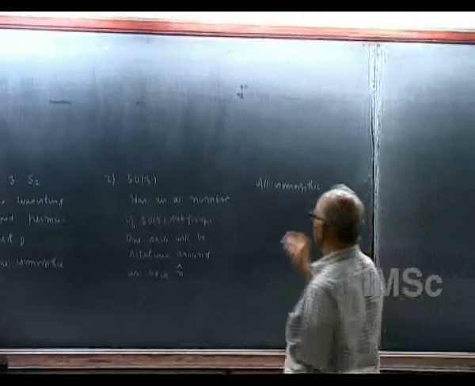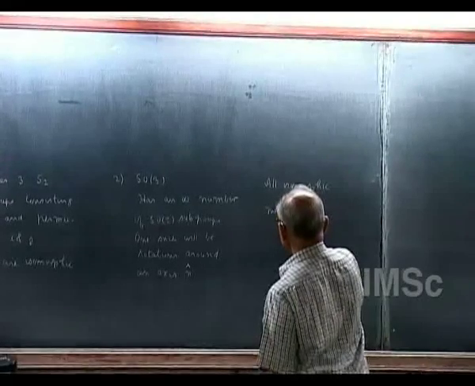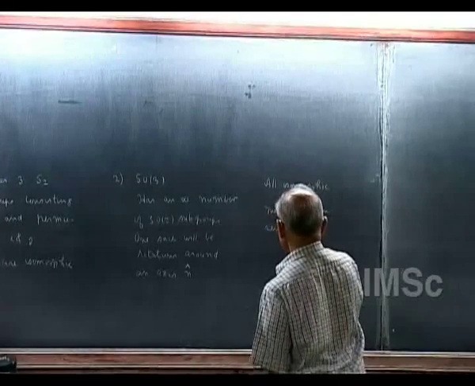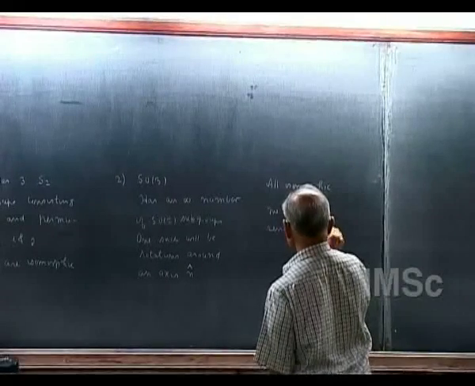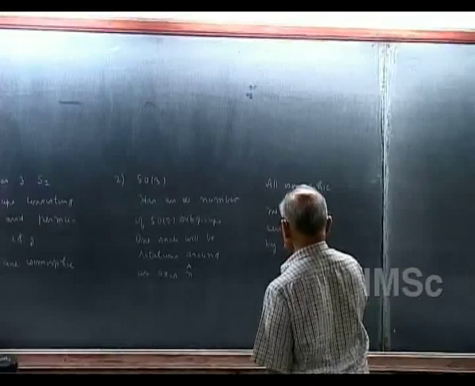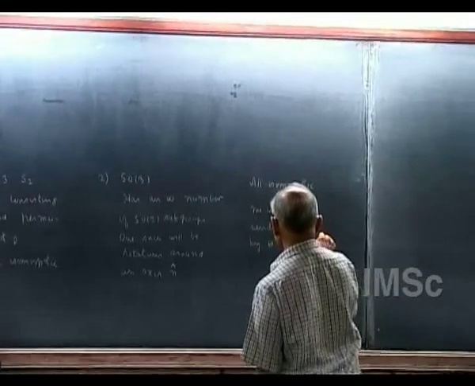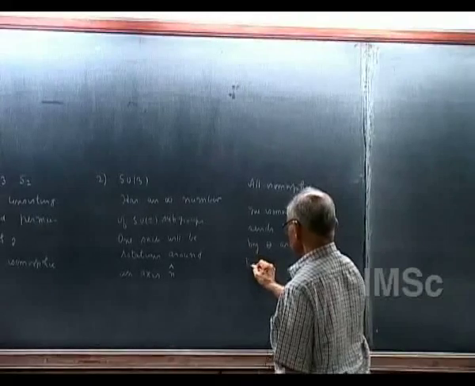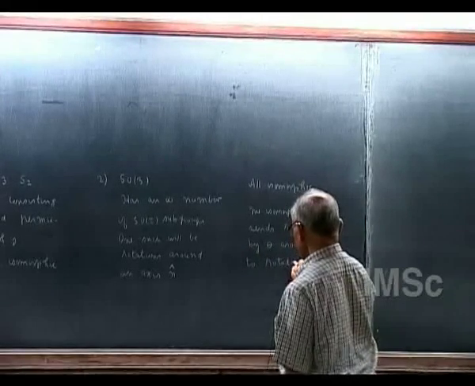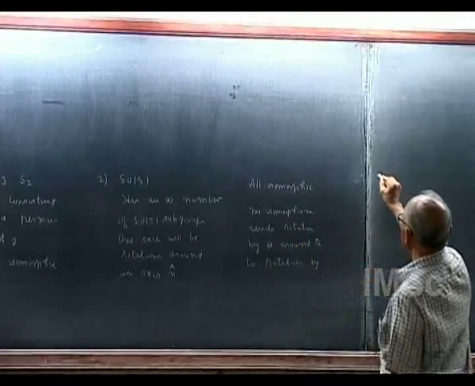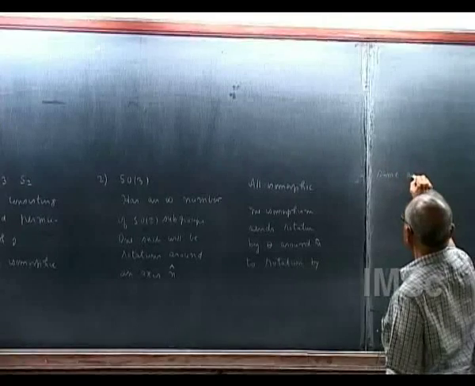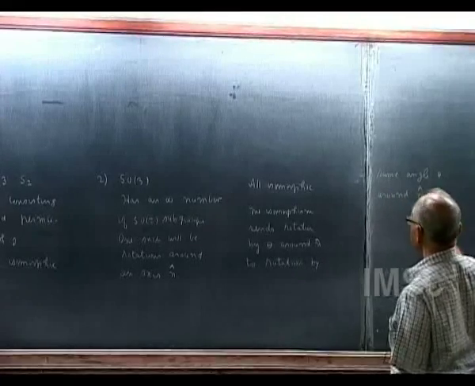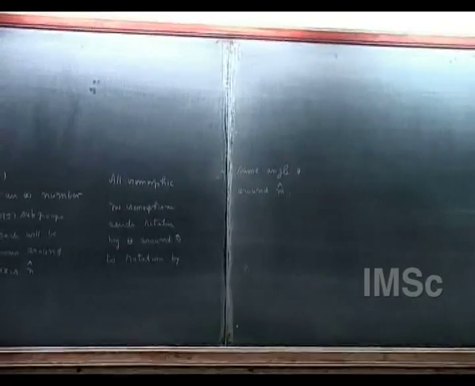The isomorphism maps the rotation by theta around N to the rotation by the same angle theta around M. There is clearly an isomorphism map.